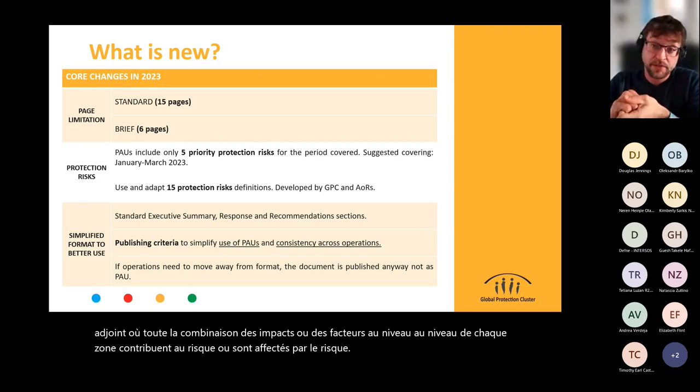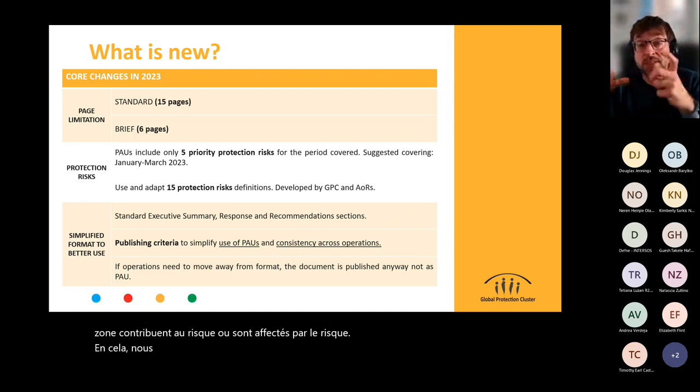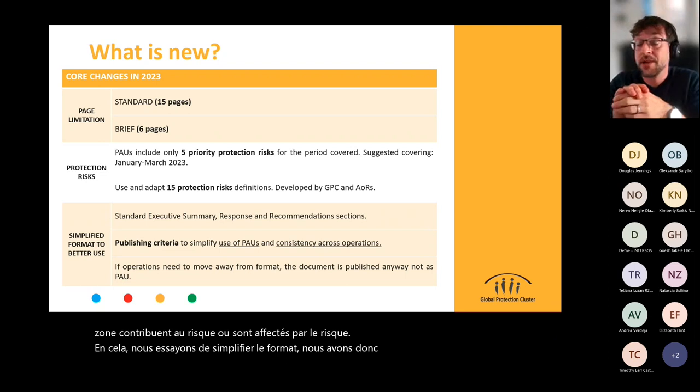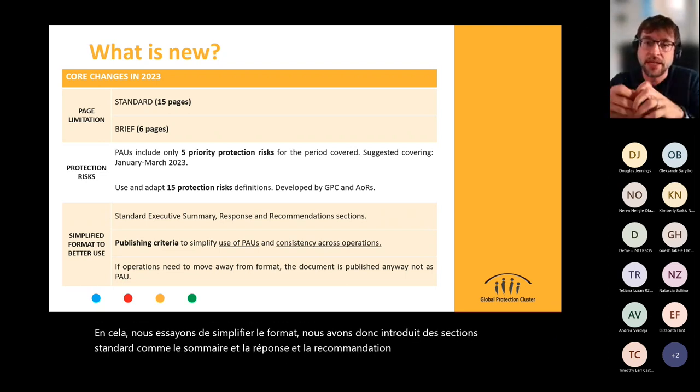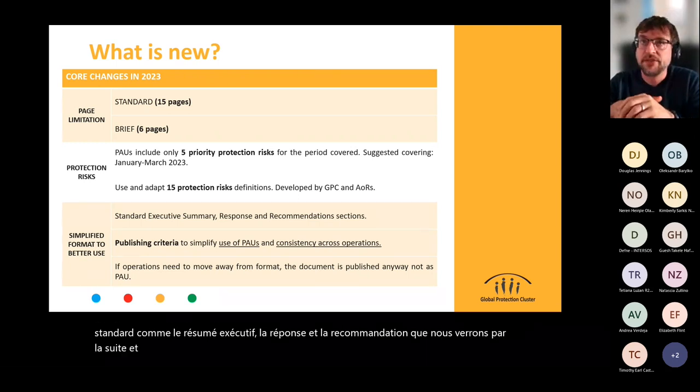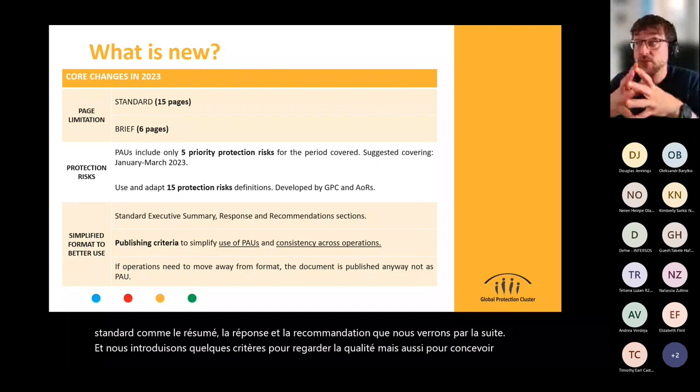In that, we try to simplify the format. So we introduce some standard sections like the executive summary, the response, and the recommendation that we will see afterwards. And we introduce some criteria to look at the quality, but also to devise a bit how to publish a PAU, so a bit of consistency.